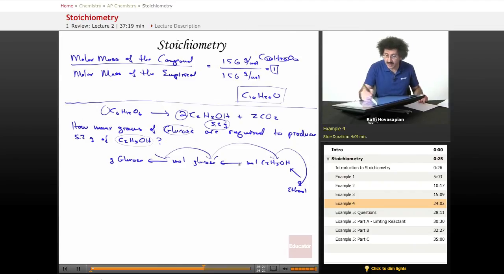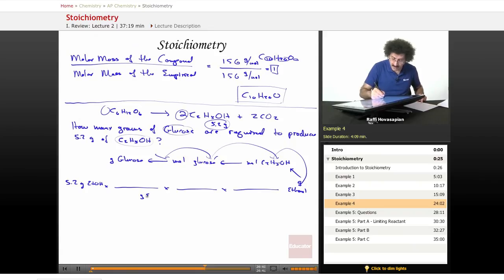That's it. I have 1, 2, 3 arrows. That's 3 conversion factors. So let's go ahead and write this down. We always start with what we're given: 5.2 grams of ETOH. ETOH is just a shorthand for ethanol. That's 1, that's 2, that's 3. I have grams of ETOH here. I'm going to moles, moles of ETOH.